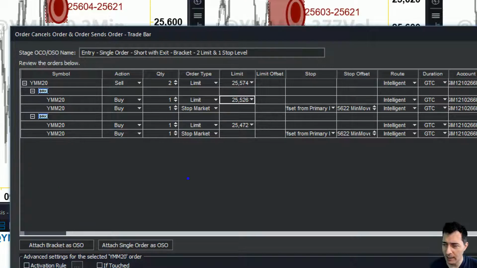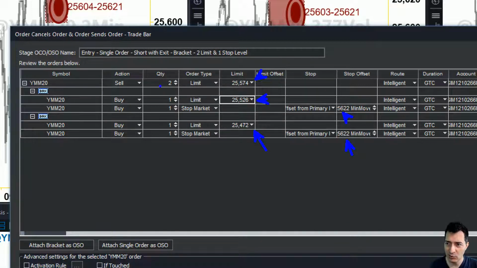While I zoom in, I'm going to re-explain it because this may be a bit fast if you are new to the sessions. So we have entry at 25,574. That's the red UFO on the right. Stops: it's 25,622 for both of the brackets. We are missing the number 2 there, but it's there. Final target, we found it. It was a green UFO on the 15-minute time frame. It's 25,472. And then we got the safety target, which is 48 points below the entry because the risk of the trade is 48 points. So the safety target is located at the same distance, 48 points below, which is 25,526. Those are the parameters of the trade.